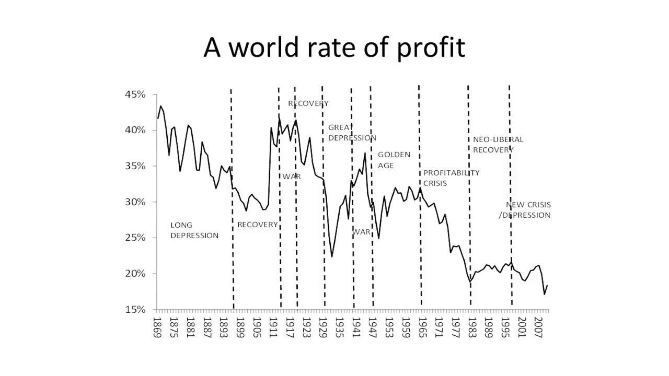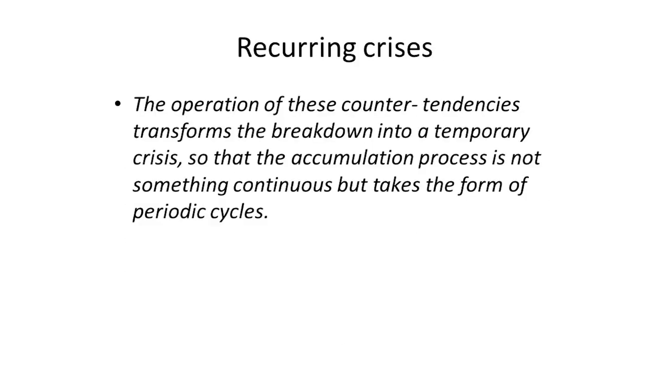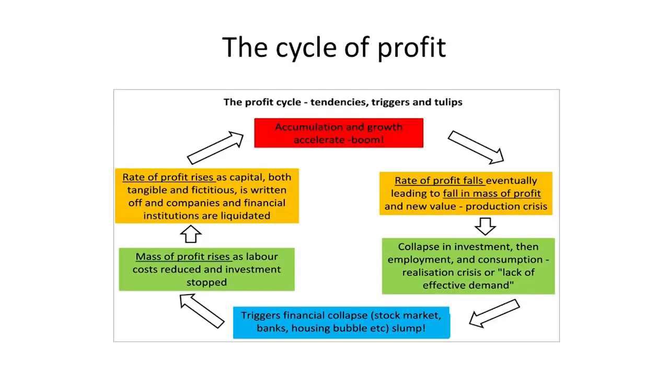So here we see a secular fall in the rate of profit, proven, but with counter tendencies. It doesn't fall in a straight line, and there are periods, after perhaps a long depression or a situation of war, where there's a sharp rise in the rate of profit. So it's both cyclical and secular. We have recurring crises. The counter tendencies transform the breakdown into a temporary crisis, so that the accumulation process is not something continuous, but takes the form of periodic cycles.